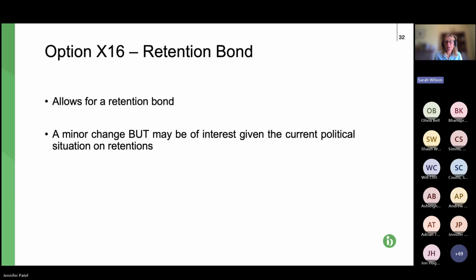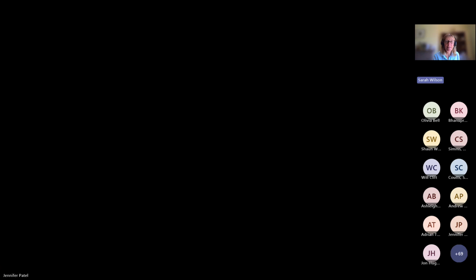X16, retention bonds. So this is a new provision, and actually I think retention bonds seem to have gone out of fashion now. There seemed to be a sort of trend for them a few years ago. So yeah, it just allows for a bond rather than retention. Next slide, please.